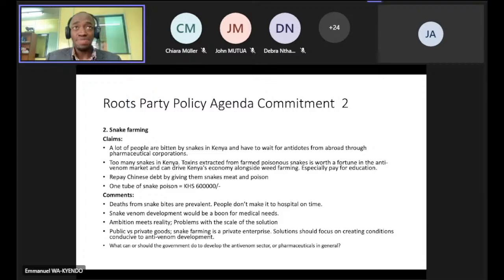Perhaps a different question might be, what should the government do to develop the anti-venom sector or pharmaceuticals in Kenya in general? And then from there, let the entrepreneurs figure out the problems, right? Entrepreneurship is not a role of government, or at least of astute government.